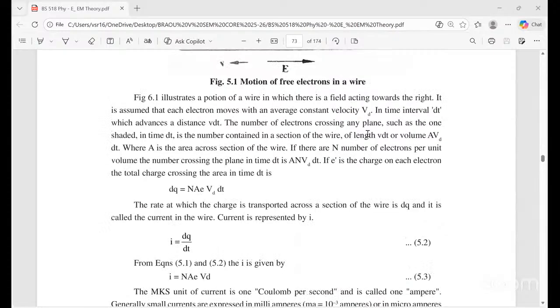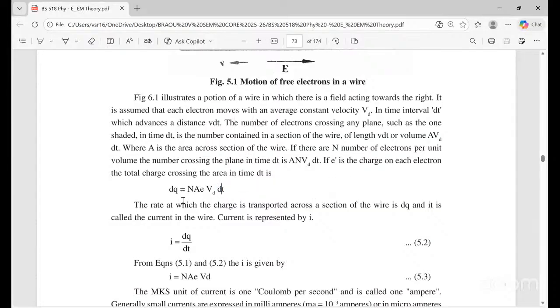So if e is the charge on the electron, the total charge crossing the area within a time dt is given by dq equals n A e vd dt. Here n is the number of electrons per unit volume, A is the area of cross section, e is the charge of the electron, vd is the drift velocity of the electron, and dt is the time.